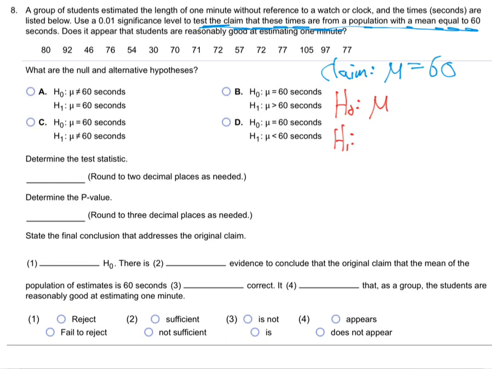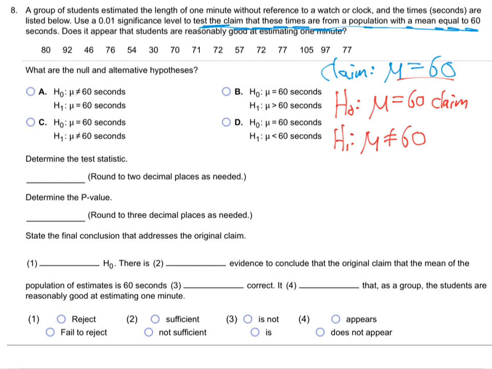So mu equals 60, and that is the claim, huh? So what do we do for H1? Not equal. Not equal, right? Because there's no greater than, less than here anywhere. The claim is the equals.